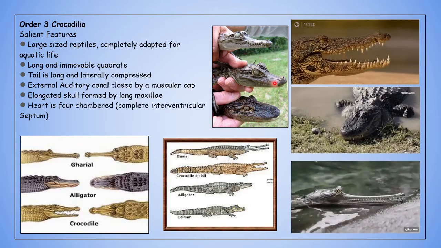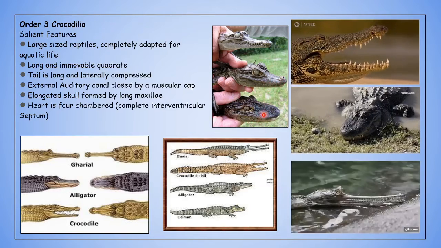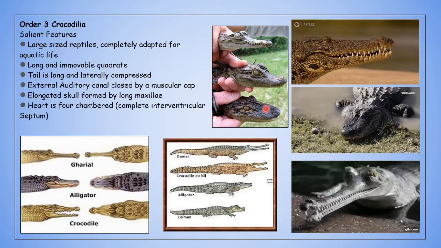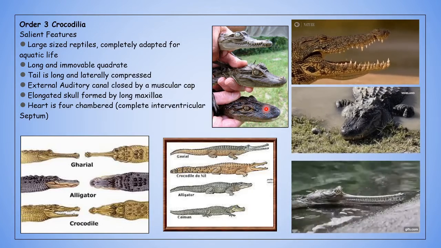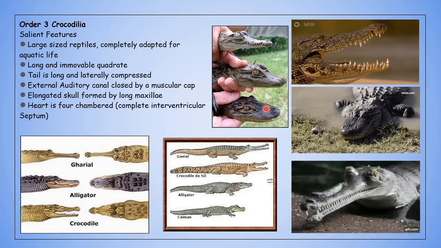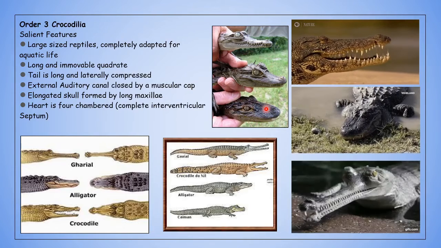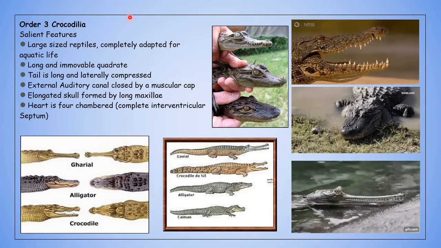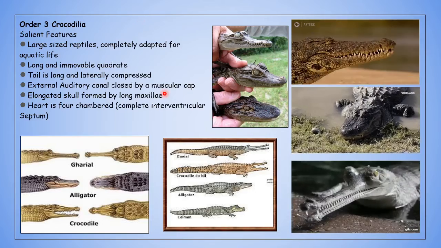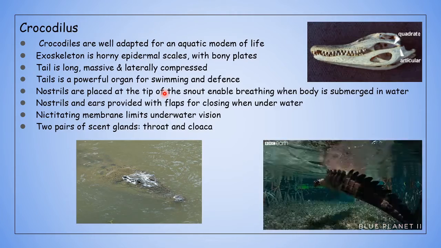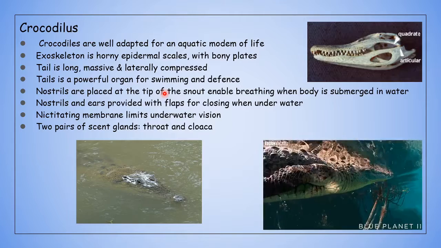You can see this is being pointed towards the tip. This is much broader. So this is how you distinguish the three different groups coming in the order Crocodilia. They are crocodiles, alligators, and the gharial. So coming to the example, which is Crocodylus.